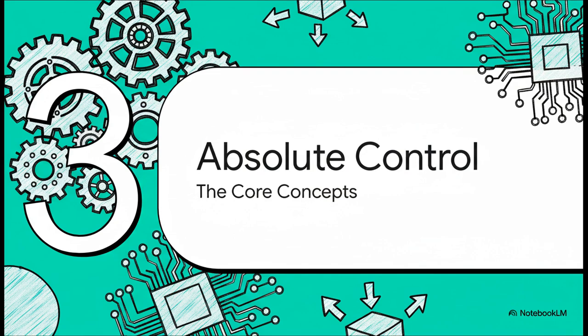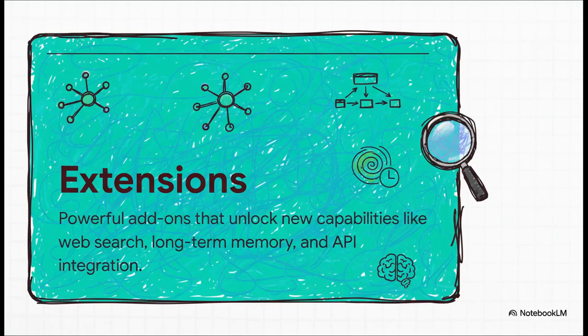So how does it actually do that? How does it give you that insane level of control? Well, it really boils down to three key things. First up, extensions. Think of these like super-powered plugins you can just bolt on. You need your model to browse the web, there's an extension. Want it to have long-term memory? There's an extension for that too. Or integrate with other apps? Yep, they fundamentally change what your AI can even do.